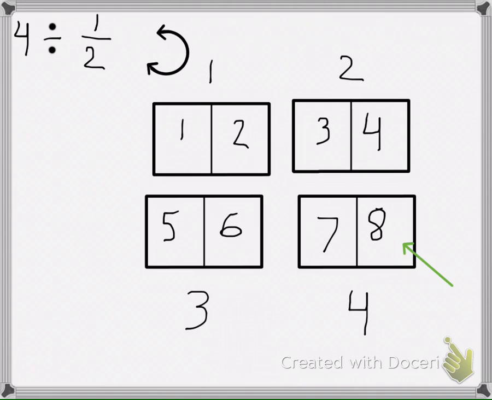So I have 4 divided by half. I'm going to do keep, change, flip. I keep the 4 the same and then flip the right side of the division sign. I have 4 times 2. That is indeed 8. So it works.